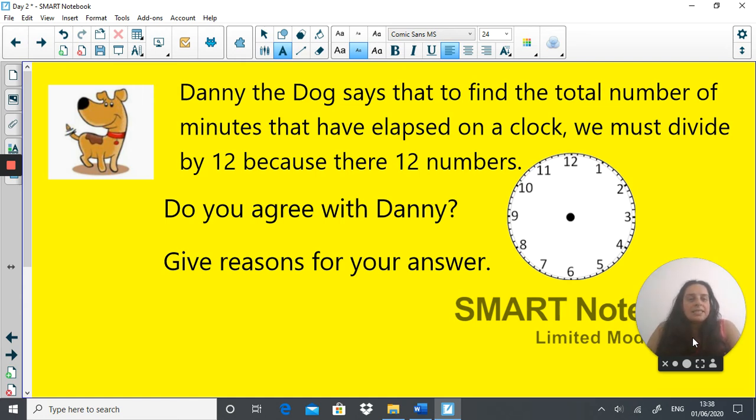Now, Danny Dog thinks we need to divide by 12 to find elapsed time. That's not quite right, okay? You need to be clear about why the number 12 is important in this situation. On a clock, 12 is important because we have 12 intervals of 5 minutes. When you try to work out the amount of time that has elapsed, you look at the start time. So say the minute hand is on the 1, and the end time, the minute hand is on the 7.